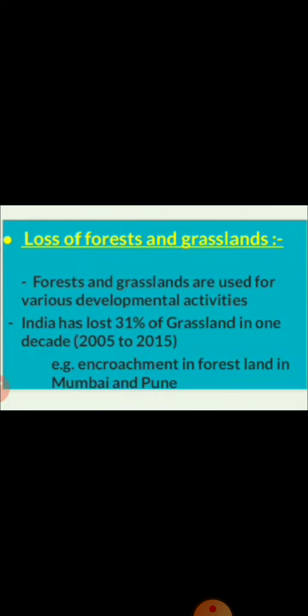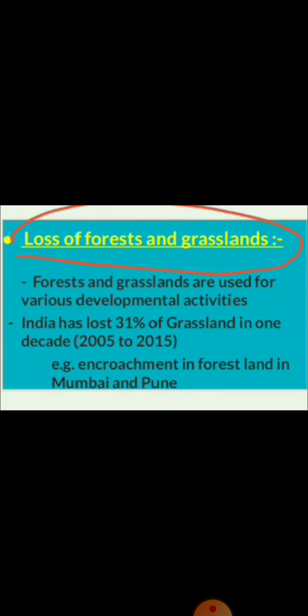Here is the picture showing loss of agricultural land or cropland. In this picture we can clearly see how our urban areas are encroaching on croplands. This is also one more picture showing how we are using agricultural lands for urbanization. The next important impact regarding land and biodiversity is loss of forests and grasslands.